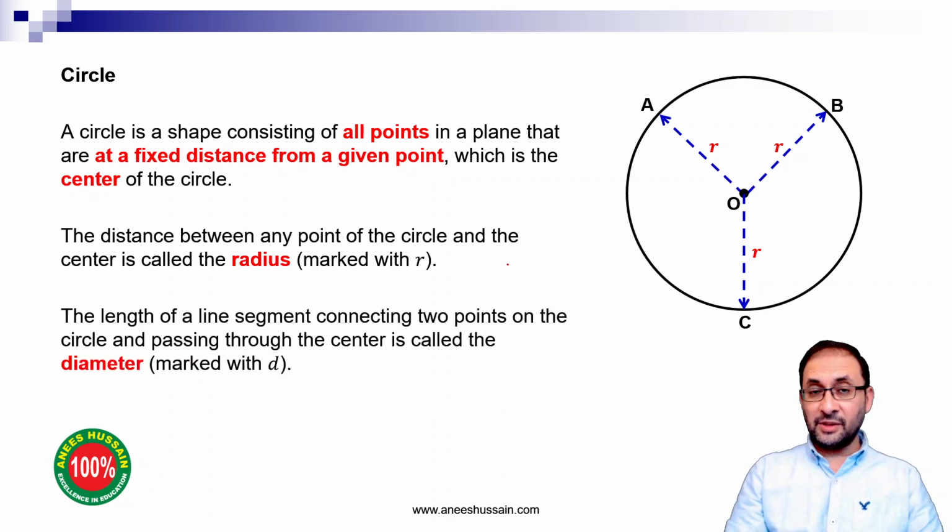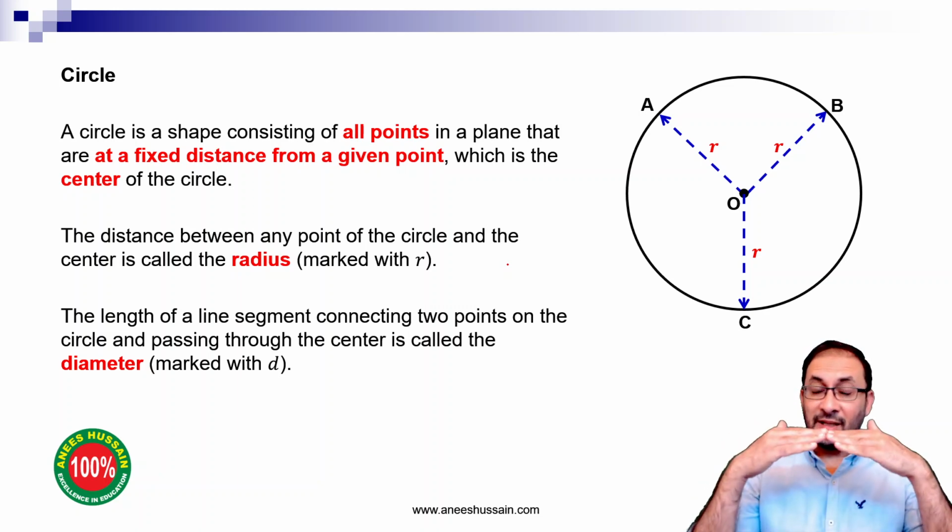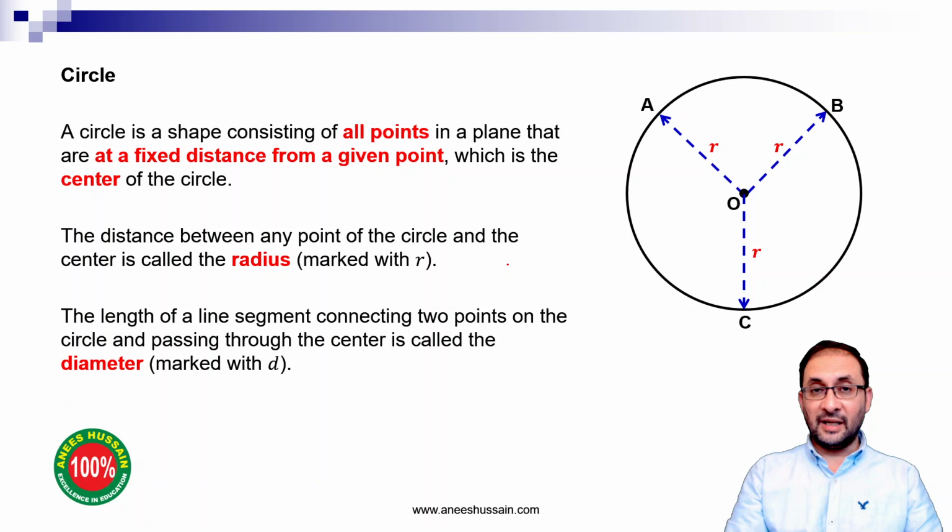And what is the diameter? Any line that connects 2 points on the circumference of the circle in such a way that that line goes through the center of the circle is known as the diameter of the circle. So for example, line EF here connects points E and F and also goes through the center of the circle. This distance, EF, is known as the diameter of the circle, and it is also twice the radius of the circle.